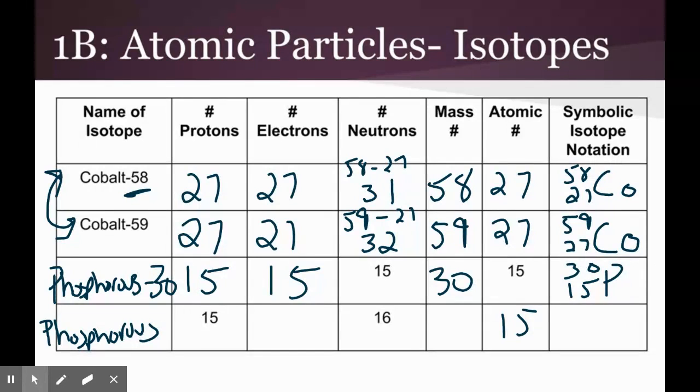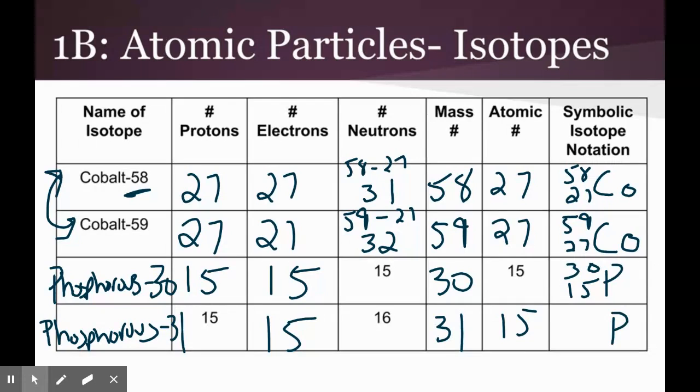So our number of electrons is also going to be 15. And here we see that our number of neutrons is 16. So to get the mass number for this one, we're going to do 15 plus 16, which gives us 31. So we have a mass number of 31.